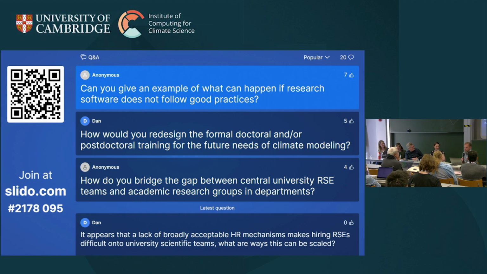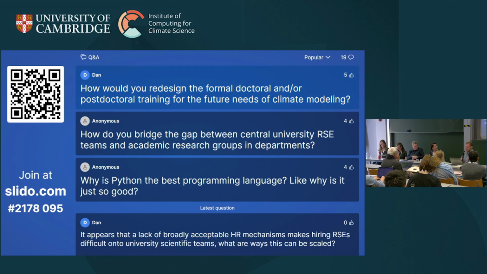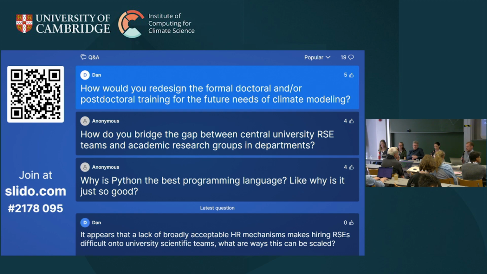How would you redesign the formal doctoral and postdoctoral training for the future needs of climate modelling? Ooh, that's a tricky one. Well done, Dan. We'll have a moment just to let people absorb that. How would you redesign the formal doctoral and or postdoctoral training for future needs of climate modelling? Anybody like to have a go at that?